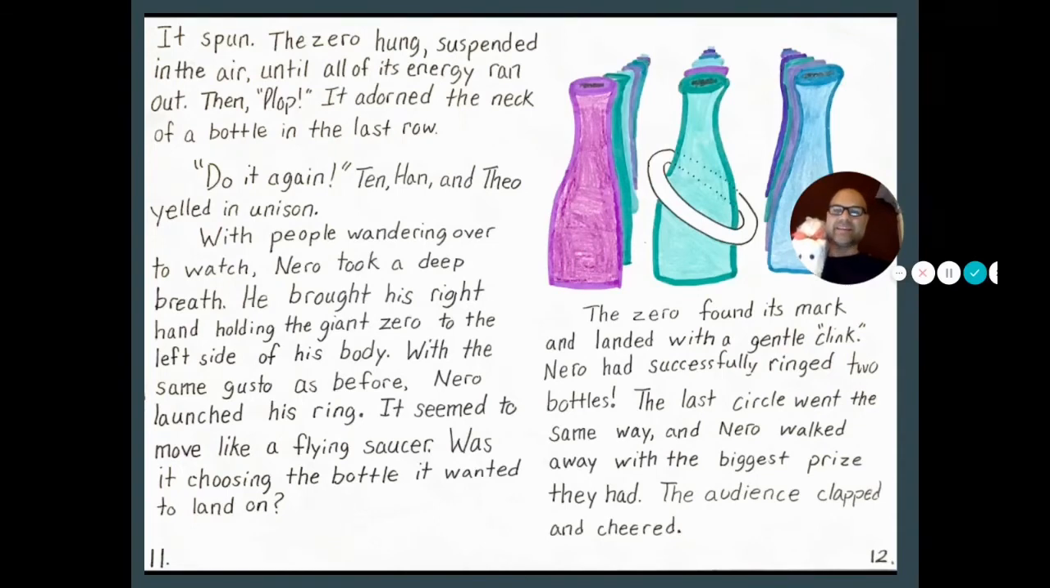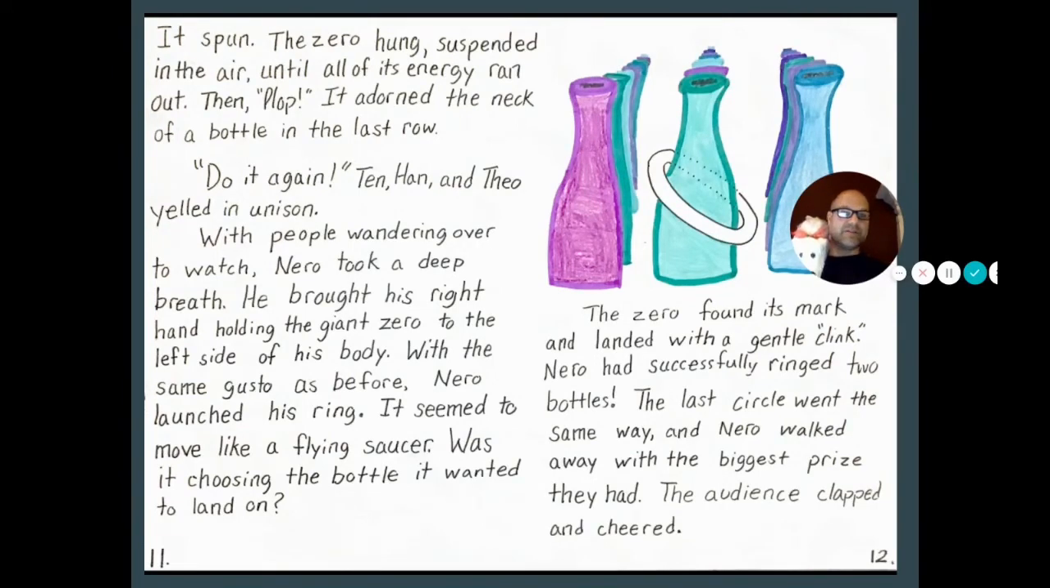"Do it again!" 10, Han, and Theo yelled in unison. With people wandering over to watch, Nero took a deep breath. He brought his right hand, holding the giant zero, to the left side of his body. With the same gusto as before, Nero launched his ring. It seemed to move like a flying saucer. Was it choosing the bottle it wanted to land on?